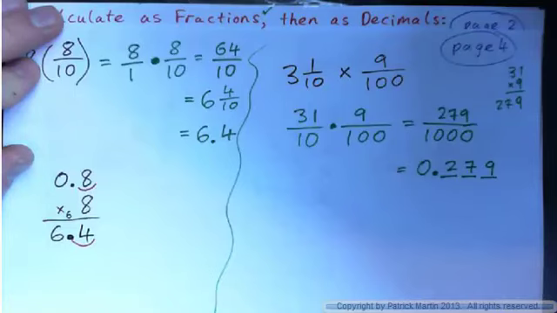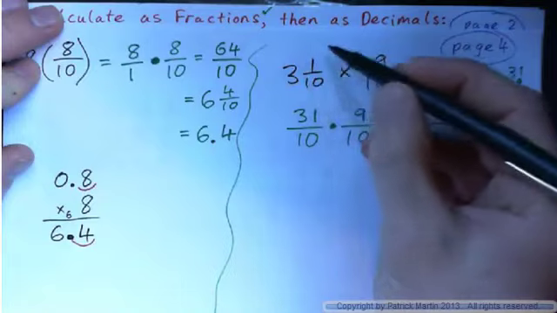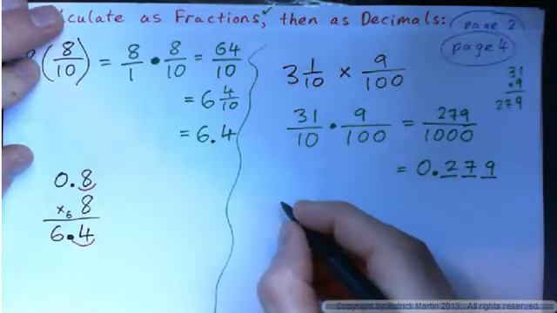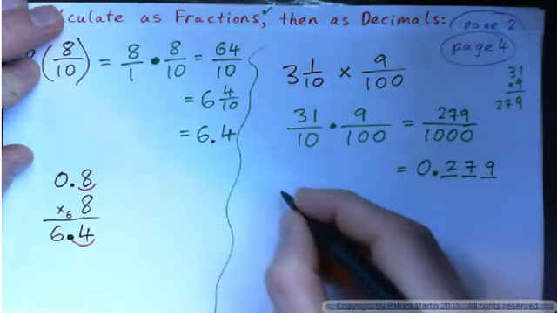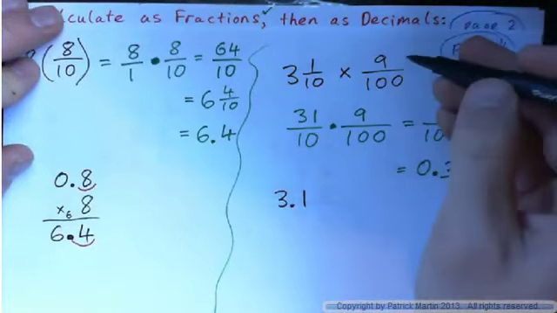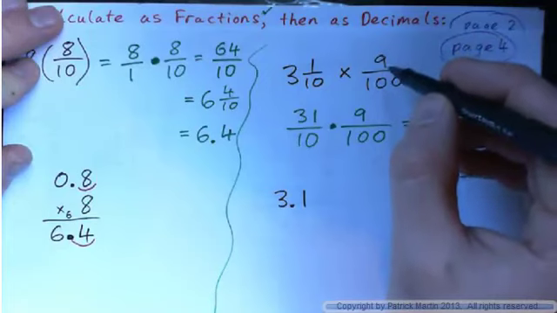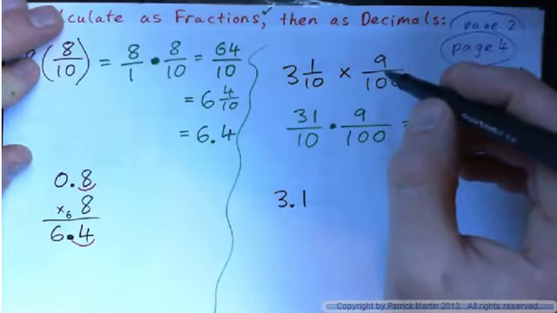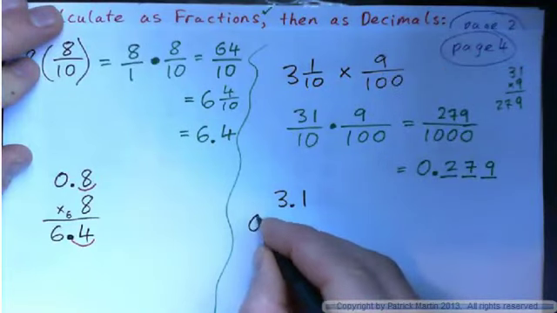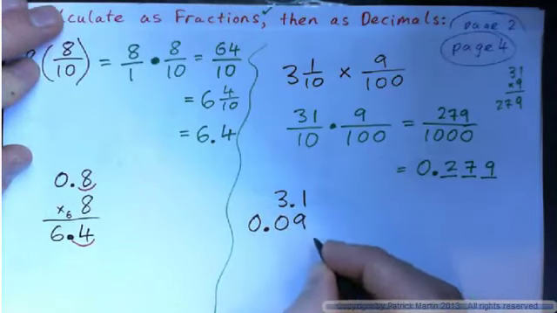Now we're going to calculate this using decimals. So how do you write 3 1/10 as a decimal? It's 3.1, isn't it? And how about 9 hundredths as a decimal? .09, right?